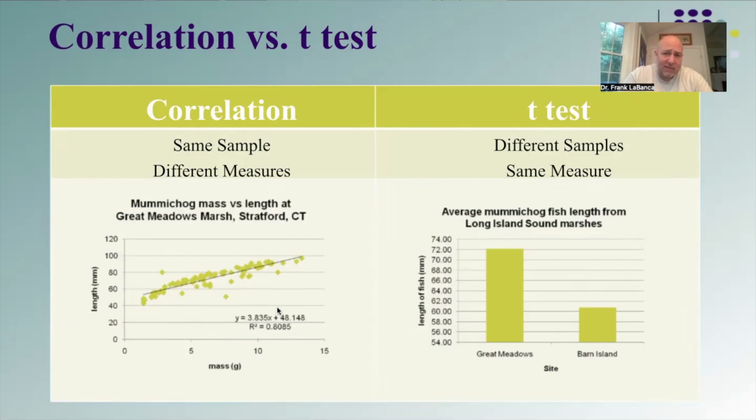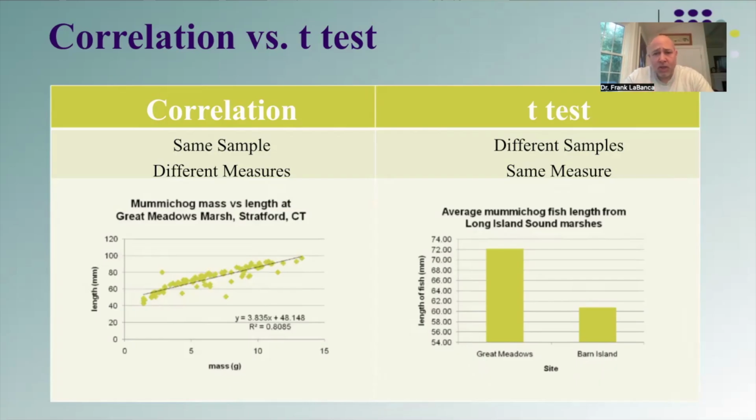In my t-test example, though, we'll just take one of those variables. Let's say like the length, because that'll be the outcome. But we're going to have two different samples. So we're going to take from Great Meadows Marsh and Stratford, but then we're also going to go down to Barn Island. Barn Island is right in Stonington, on the Rhode Island state line. It's a neat little marsh tucked behind Napatree Beach, where Watch Hill is. That's in Rhode Island. So it's right on the corner there.